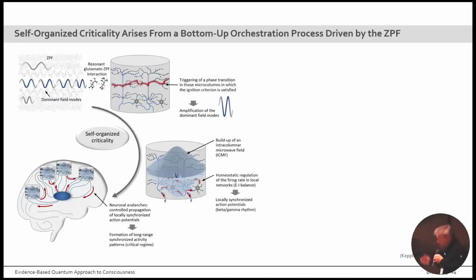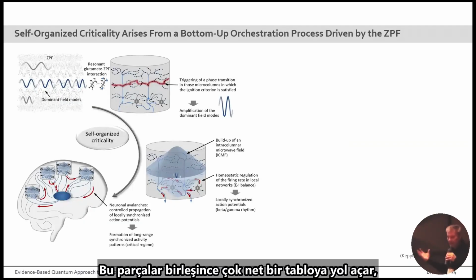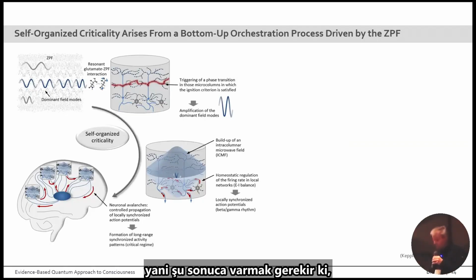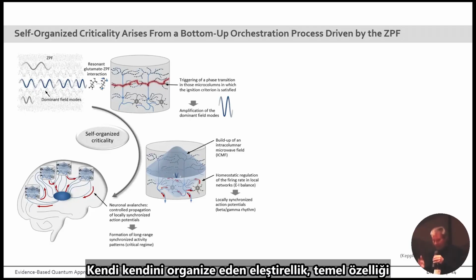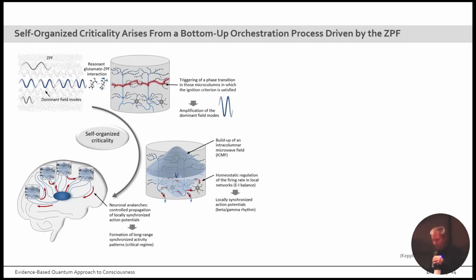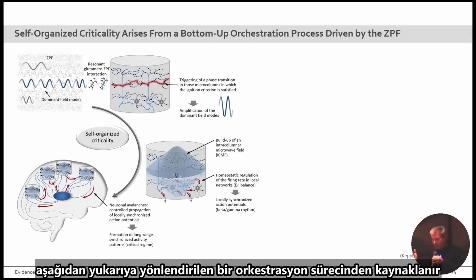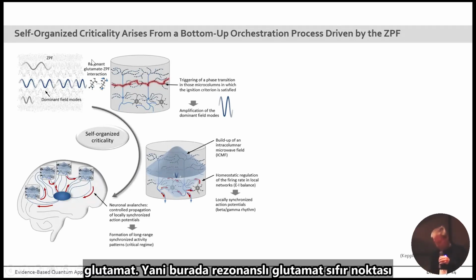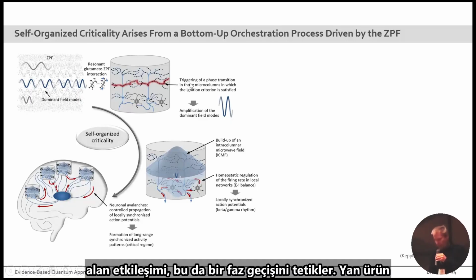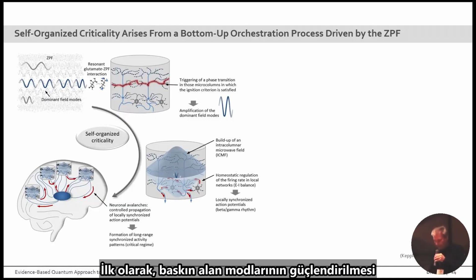So taking all these pieces together leads to a very clear picture, namely to the conclusion that self-organized criticality, the key feature of a conscious system or a conscious process in the brain, arises from a bottom-up orchestration process driven by the zero-point field. And this process starts with the resonant glutamate zero-point field interaction, which triggers a phase transition.